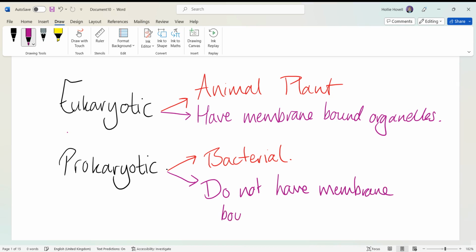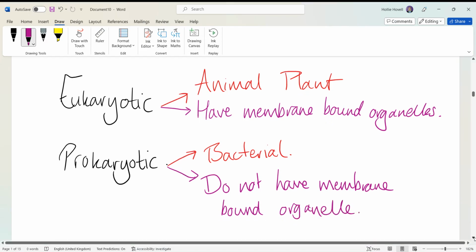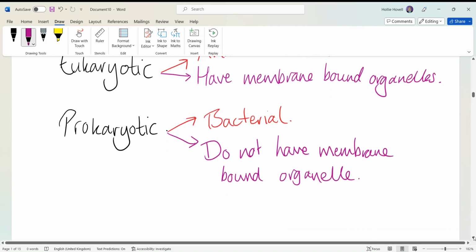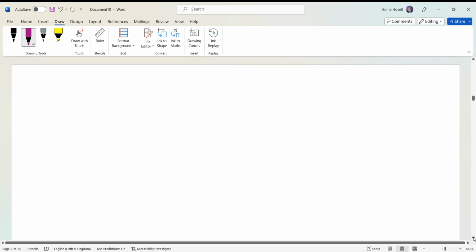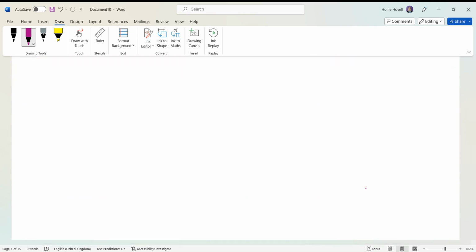So let's have a think about what a membrane-bound organelle is. So we know some organelles that we find in cells. So let's have a think about whether they're membrane-bound or not. So let's have a think of a nucleus. So here's our nucleus. We've got the DNA inside. Has it got a membrane around it? Yes, it has got a double nuclear membrane around the outside. So that would only be found in eukaryotes.